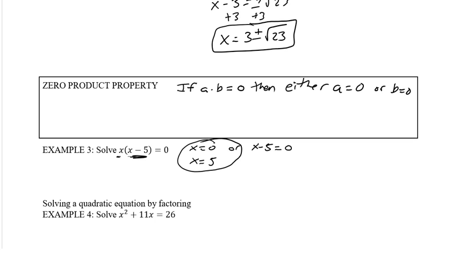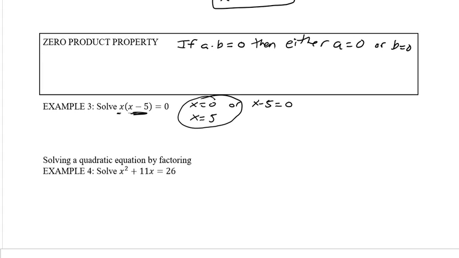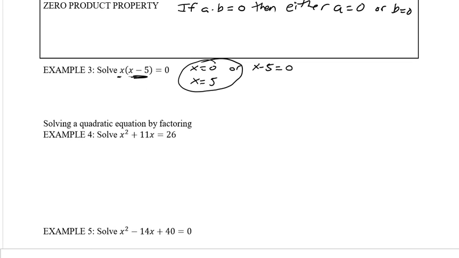So those are my two solutions, x equals 0 or x equals 5. So let's talk about how we would solve a quadratic equation by factoring. One's where it's just this x squared. So let's write out a way to do that. First of all, we have to have x squared plus bx plus c. It has to be equal to 0 first. If it's not equal to 0, get it equal to 0.